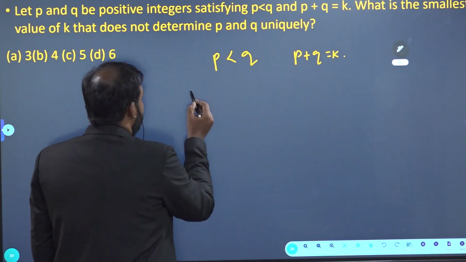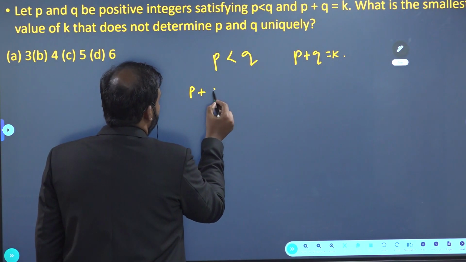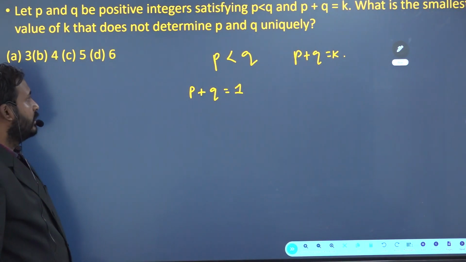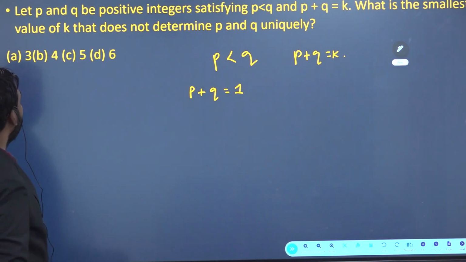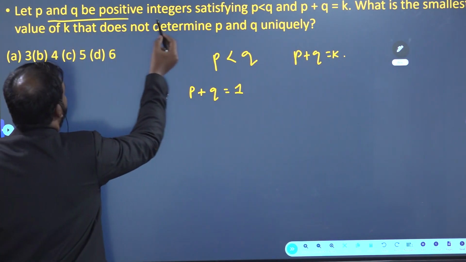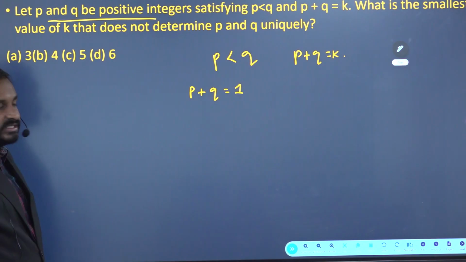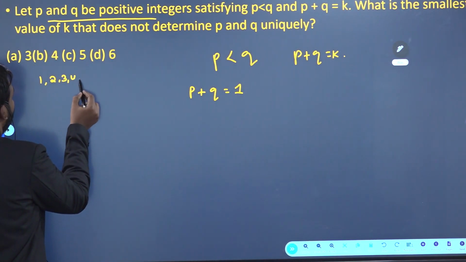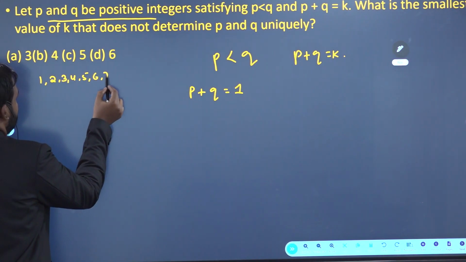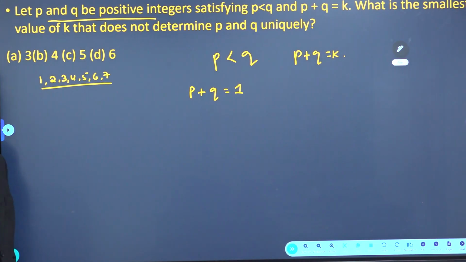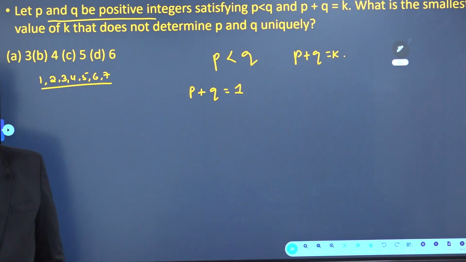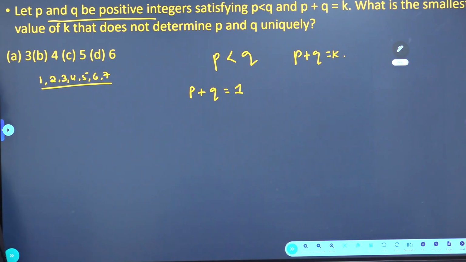For example, if I take the k value as 1, what are the positive integers? p and q are positive integers, right? Positive integers means what? 1, 2, 3, 4, 5, 6, 7. I need to take these values. I cannot take 0 also, students. Okay, 0 is neither positive nor negative. Positive integers means definitely I need to take from 1, 2, 3 and so on.